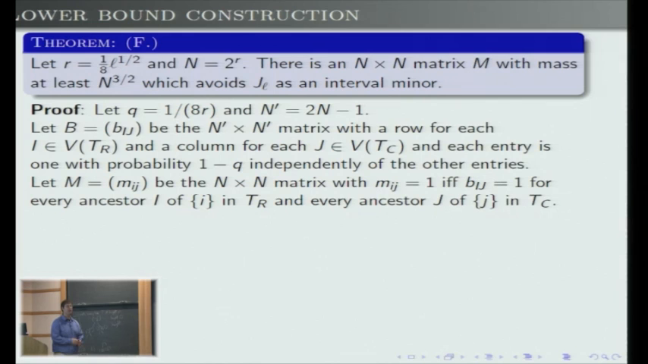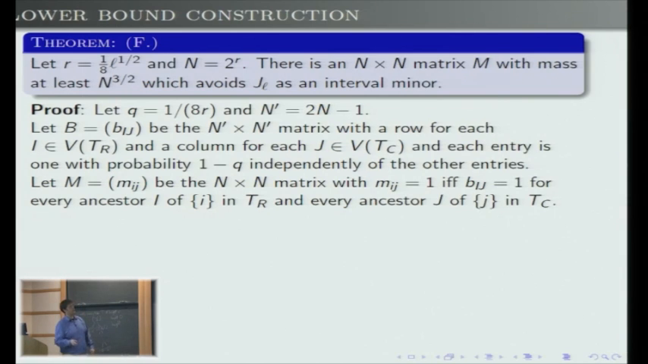And you can think of B as a bipartite graph. So you can look at the adjacency matrix, and you can think of the rows as being vertices of one part, the columns being vertices of the other part, and you get this bipartite graph between the vertices in TR and the vertices of TC, where every edge appears with probability 1 minus q. So that's one way of thinking about B. And then I and J will make MIJ equal to 1 if I and its ancestors, so there's R plus 1 vertices, and J and its ancestors make a complete bipartite graph with parts of size R plus 1 and R plus 1. Is that clear? So this is the definition of M.